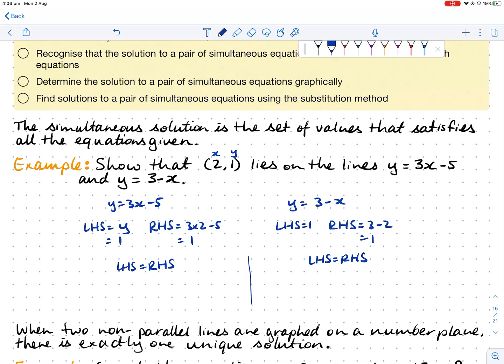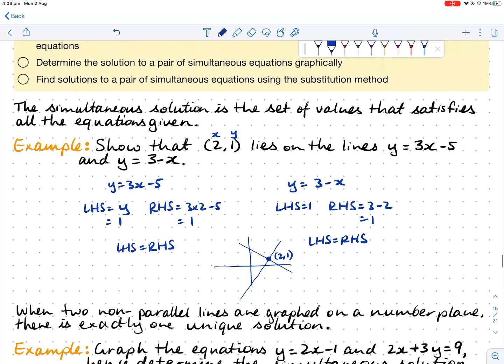And what that means is when we go to draw it, say for example, we've got one line that goes this way, one line that goes this way. What we're saying is this point right here where the two lines cross over, that's going to be (2, 1), and that is the solution to a pair of simultaneous equations.